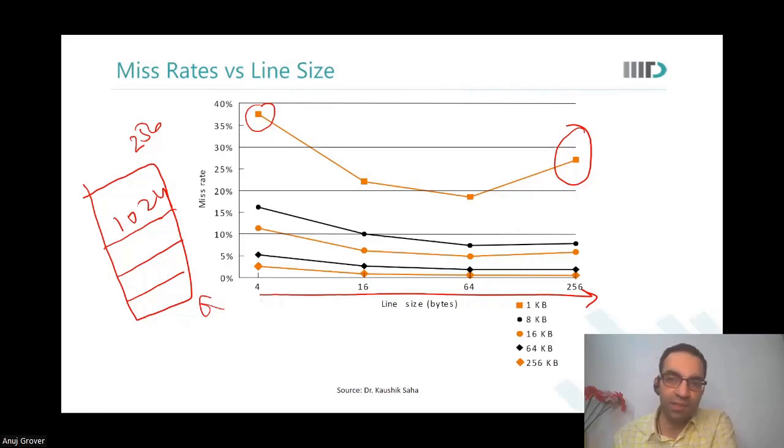As the block size increases, the total number of blocks that you can store in your cache reduces. Therefore, the miss rate starts to increase again. Suppose each block refers to one particular program that you're running on your processor. Now you want to run 10 programs. You have only 4 blocks in your cache. The number of misses would increase, na?